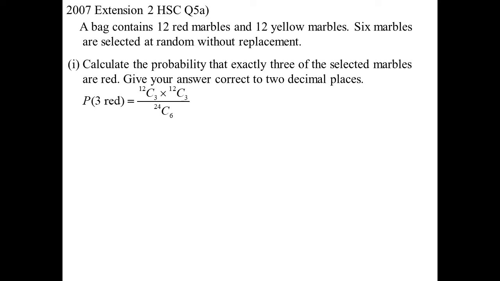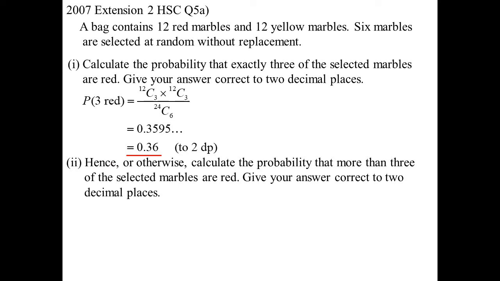So 24C6. On the top of the fraction, I've got 12C3 times 12C3 because I want 3 red ones. So from the 12, I'm going to choose 3. And I want 3 yellow ones. So from the 12 yellow, I want to choose 3. So 12C3 times 12C3 divided by 24C6, to 2 decimal places. So 0.36. Okay, so that was the first part of the question.